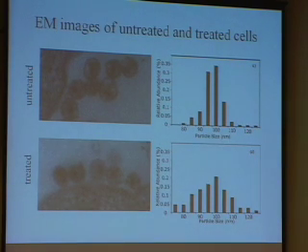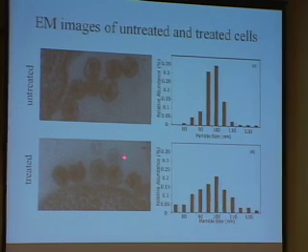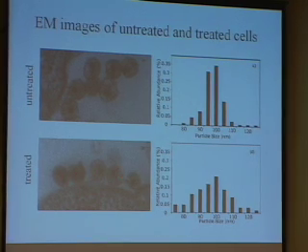Here are EM images of the virions produced by these cells. In untreated cells, you can see the central core formation in the majority of the virions produced, and also a more homogeneous size distribution of the particles produced. Relative to treated cells, you see a more heterogeneous size distribution, as well as the absence of an electron-dense core within these virions, indicating abnormal GAG-GAG interactions, as well as abnormal capsid interactions.